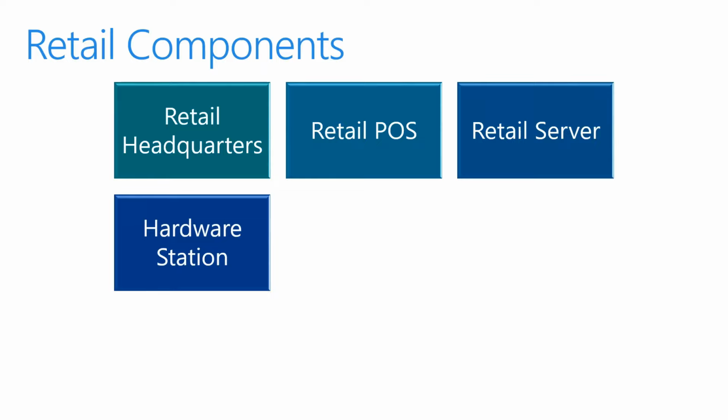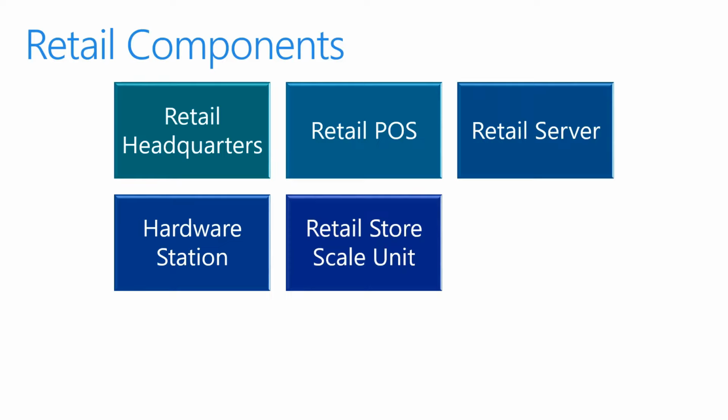The Retail Hardware Station provides services that enable retail POS clients and peripherals such as printers, cash drawers, and payment devices to communicate with the retail server. The Retail Scale Unit is a set of features that support selling products in a store that don't have constant internet connectivity to a back office or headquarters. The Store Scale Unit is designed specifically for in-store operation and enables cross-terminal transactions and shift operations even when you're not connected to the back office.